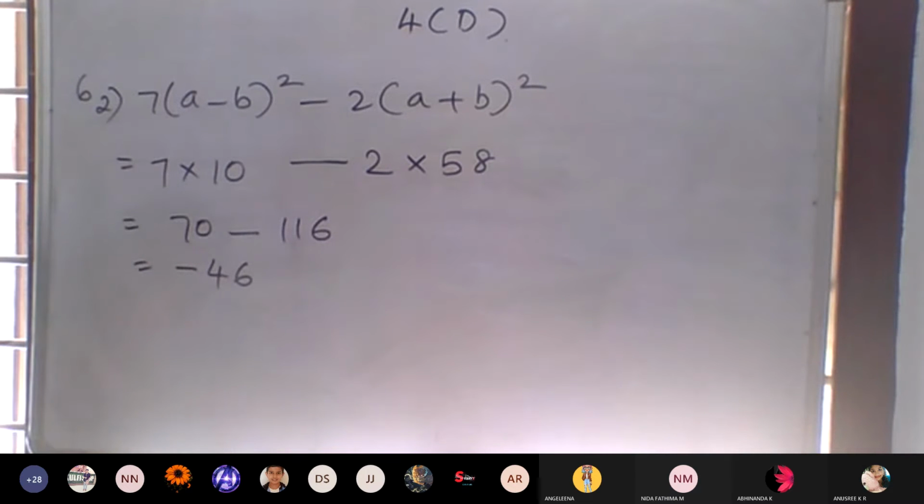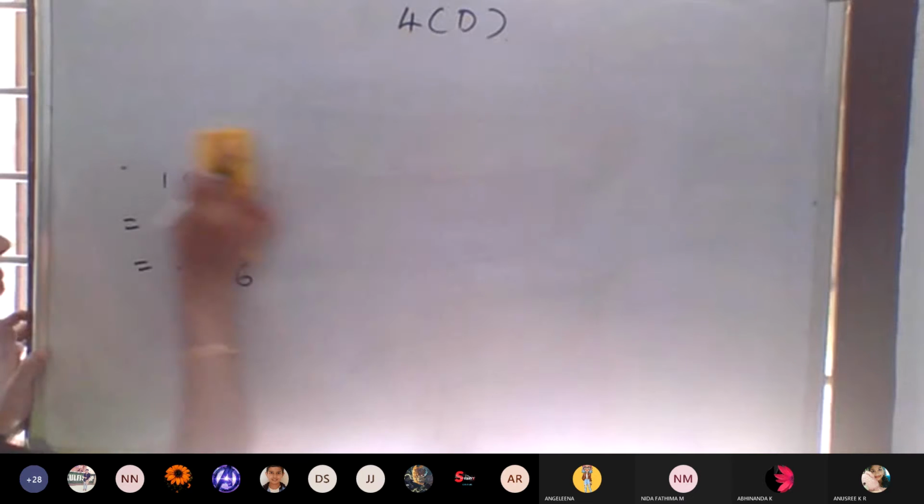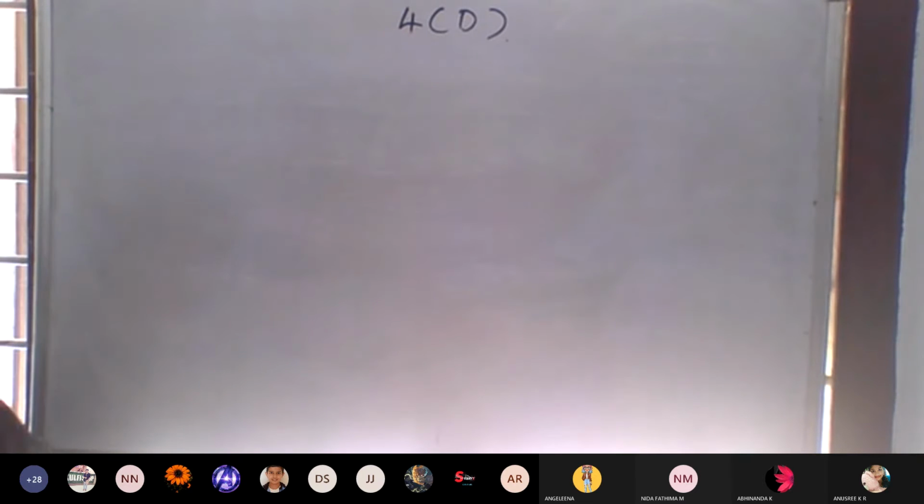Then one more question we can do. 7th question, that you have to explain to me. 7th one: 3x minus 4 by x is equal to 4, x not equal to 0. Find 27x cube minus 64 by x cube. So if we do something with that 3x minus 4 by x, we will get 27x cube minus 64 by x cube. Think what we have to do.